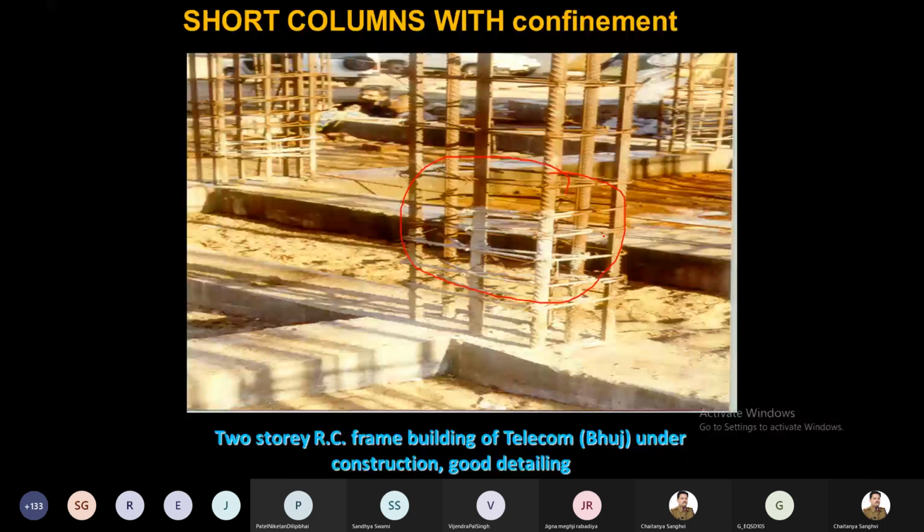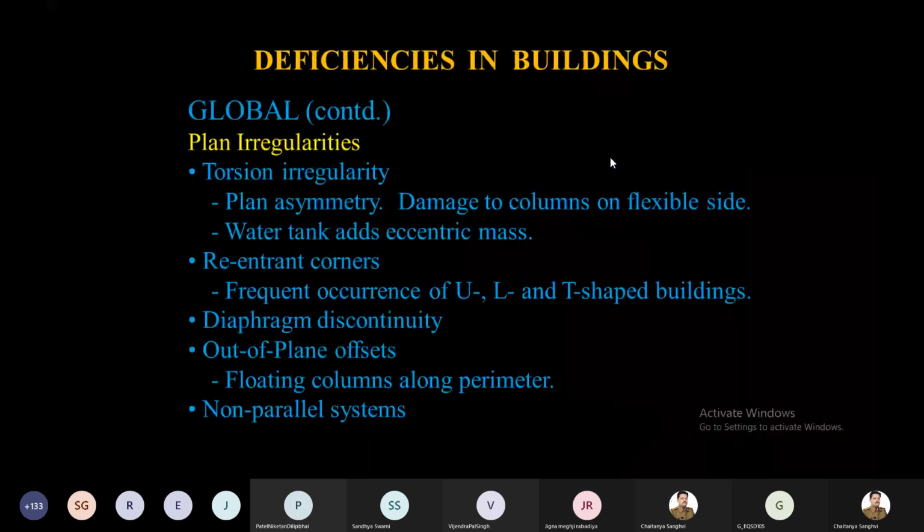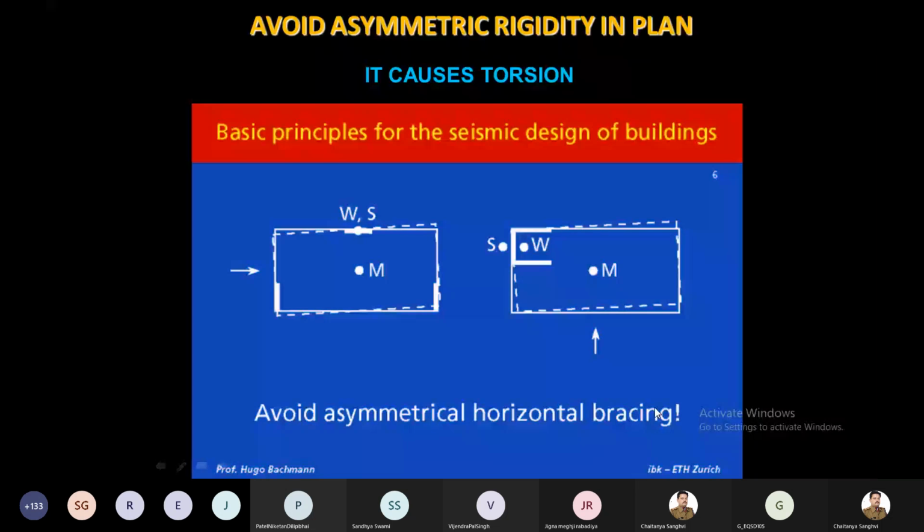Then we talk about the plan irregularities, right? The torsion irregularities, re-entrant corner, diaphragm discontinuity, out-of-plane offsets, non-parallel systems. So there are a number of things we have. So generally, what happens when we go for the actual design of the structure, then most of the time the architect governs. The architect is always saying that on the front side, don't put the shear walls and all that. It is required for the elevation.